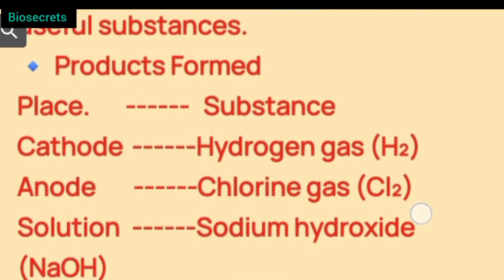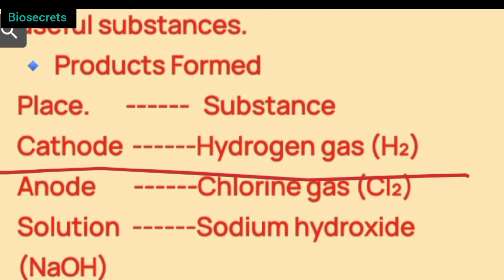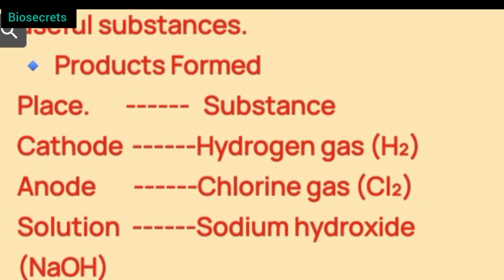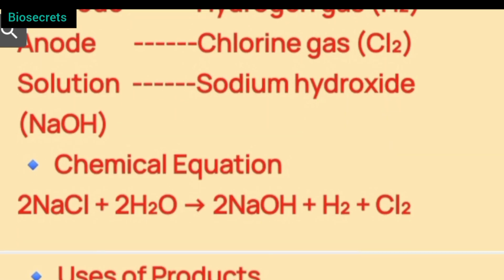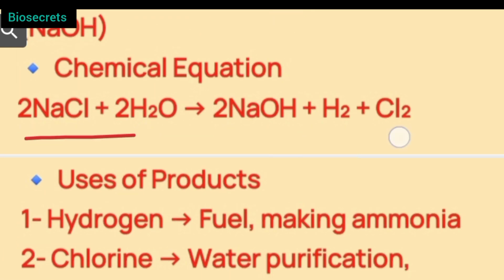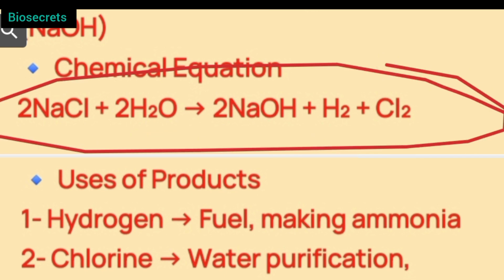What are these substances? So, at the cathode, hydrogen is formed. At the anode, chlorine gas is formed. And in the solution, sodium hydroxide, NaOH is formed. Chemical equation of this process is NaCl plus H2O. It forms 2NaOH plus H2 plus Cl2. This is called chloralkali process.